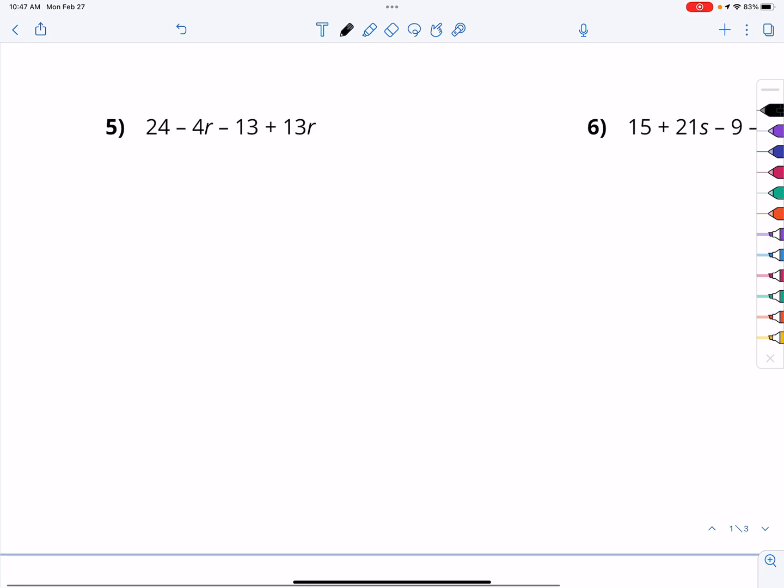So question number 5, I notice we have 2 different terms, so I am going to color code my constants. And notice I did include that subtracting of 13. I want that subtraction sign in there because that is going to be important. And keeping those operations together. So we have 24 minus 13.